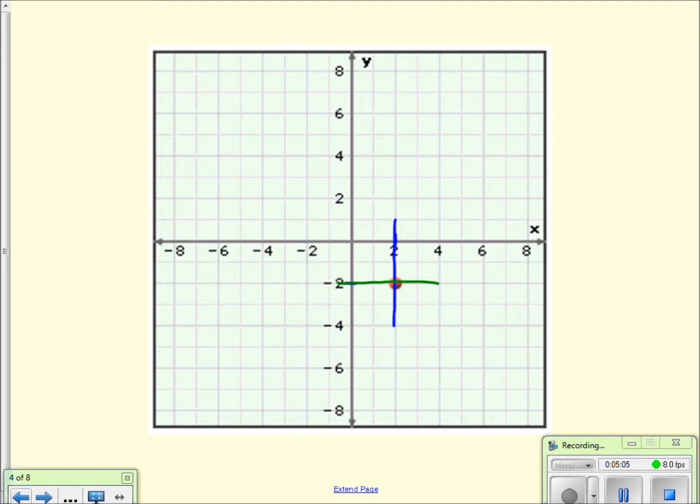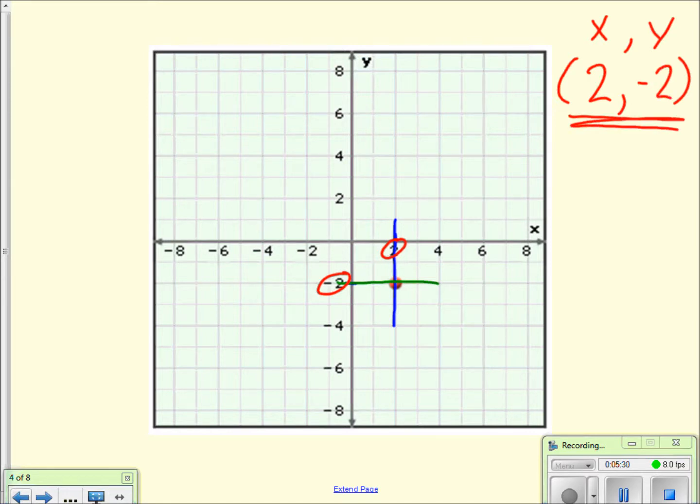Well, how do we write that as a location? We use parentheses here, and we put the values in alphabetical order. The x comes first, the y goes second. It's an x-y coordinate. The ordered pair would be x and y. So my x is 2, my y is negative 2. So that point is located at (2, -2).